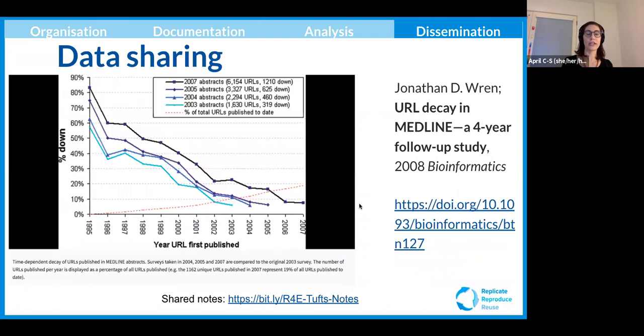When you're sharing your data, make sure you're not just sharing it from a website or a straight up URL to some site managed by you or your university. That's because those links decay over time. You post it, it's live. A few years later, it's going to break.